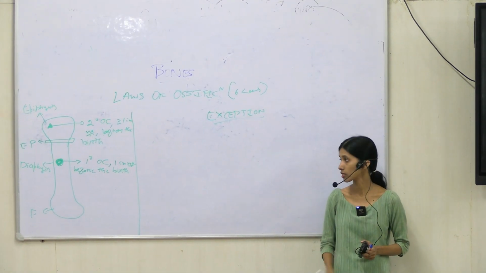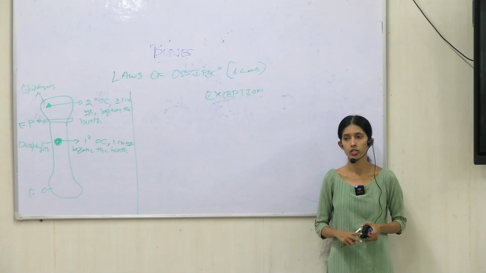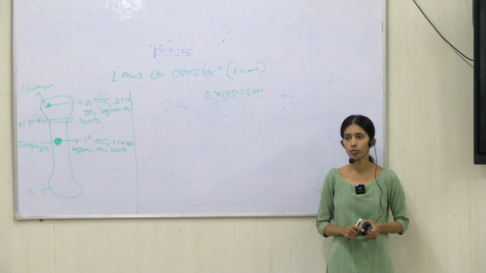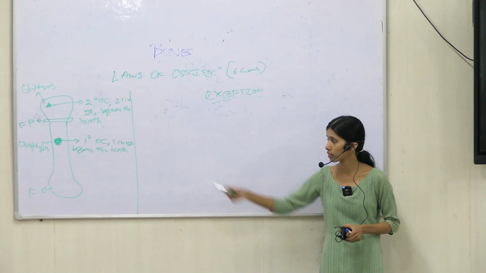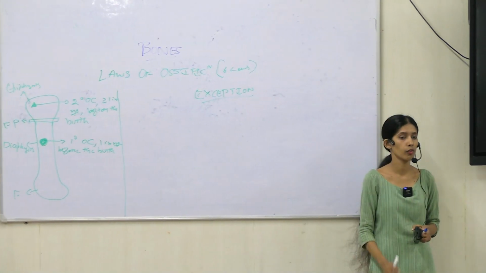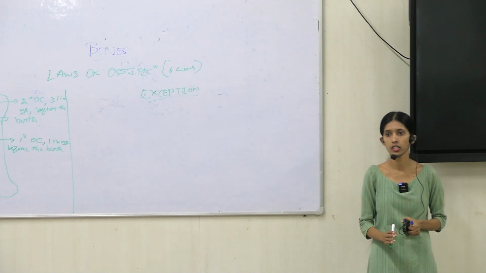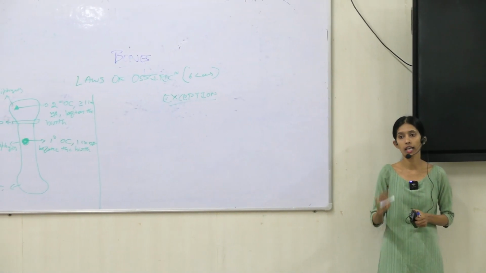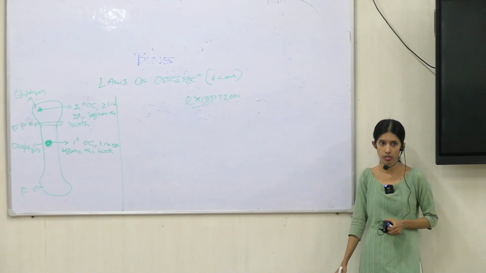The second law says primary ossification center is 1 in number and secondary ossification center is either 1 or more in number. The third law says the primary ossification center is always present before the birth and the secondary ossification center is present after the birth, or can be seen after the birth. Okay, but there are a few exceptions.